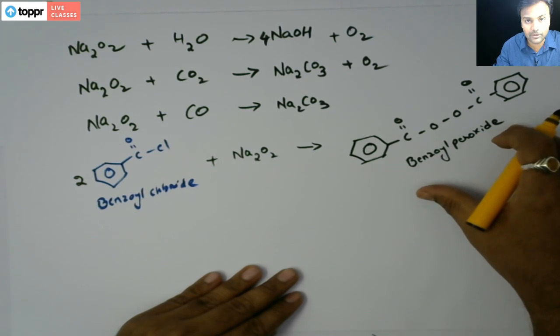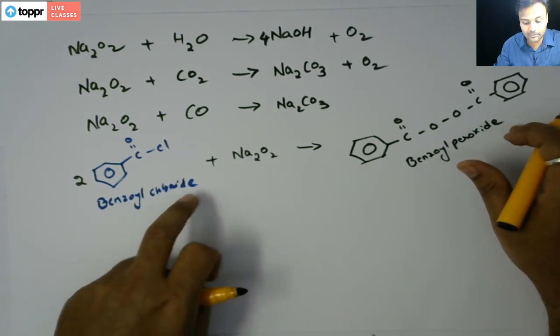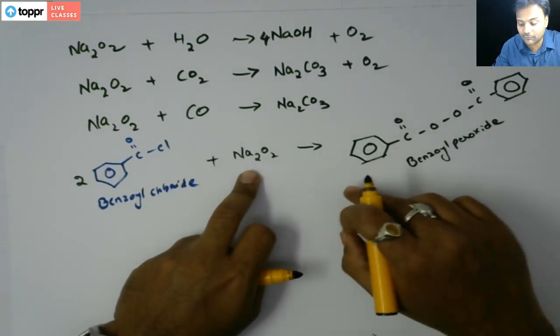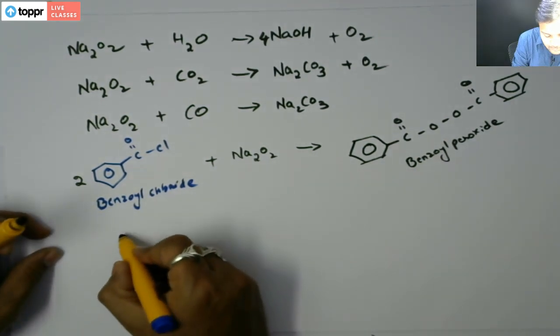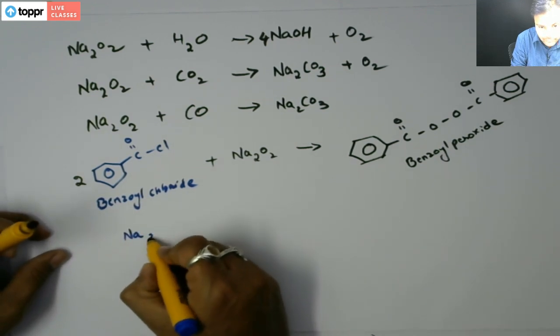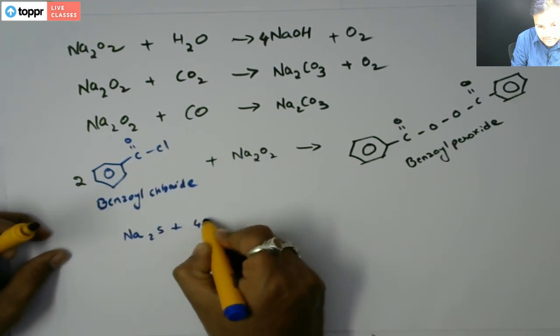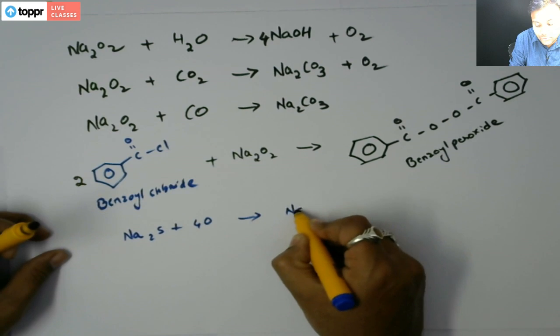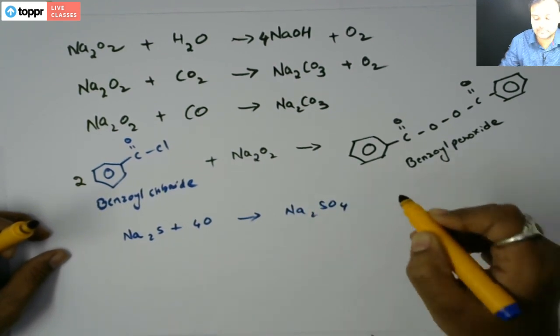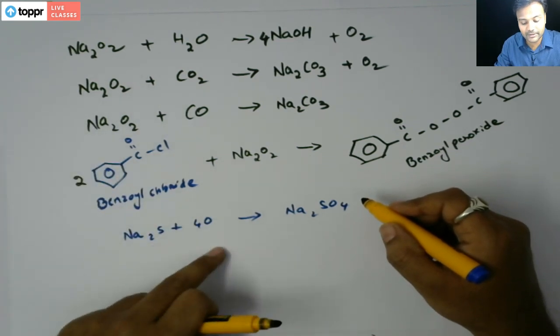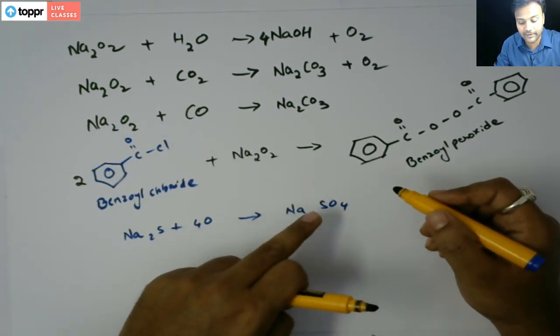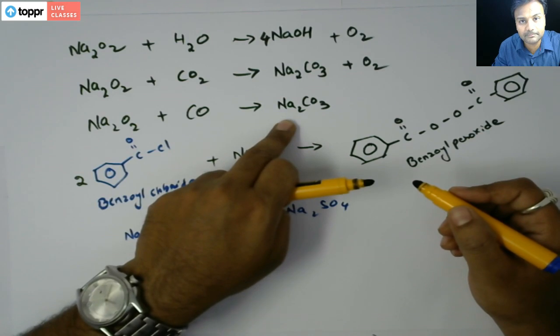Formation of benzoyl peroxide with benzoyl chloride. Upon treatment with sodium peroxide, it forms benzoyl peroxide. Now, Na2S plus oxygen, what does it form? Sodium sulfate. Just like Na2O2, when treated with oxygen, it is forming sodium sulfate. Here it forms sodium carbonate.